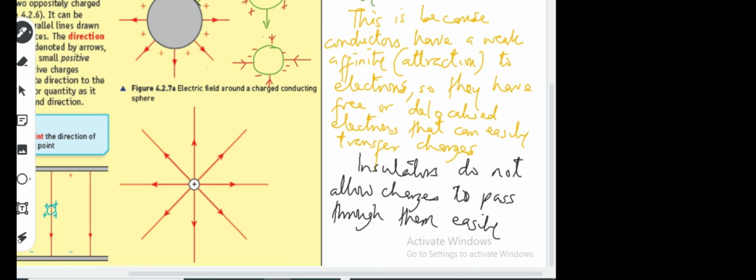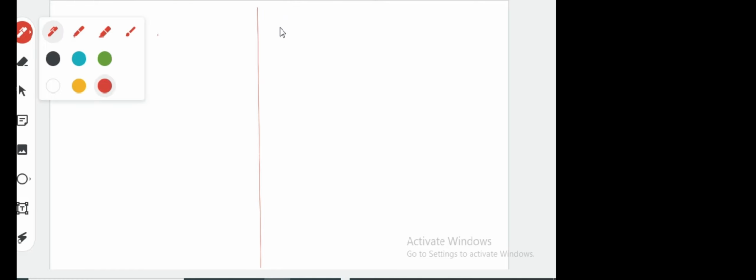So insulators do not allow charges to pass through them because they have a strong affinity to electrons. In other words, they can hold on to the electrons that get transferred to them. If you want to keep an object charged, like I said in summary, it should be rested on an insulator. Are you listening to me?